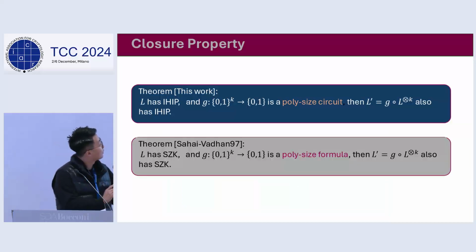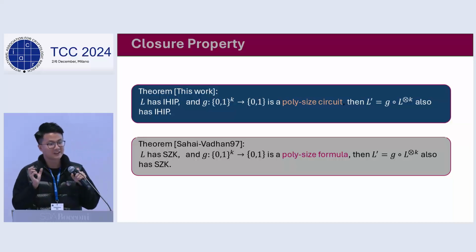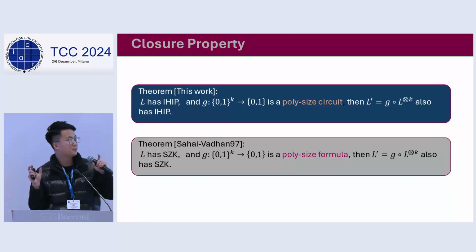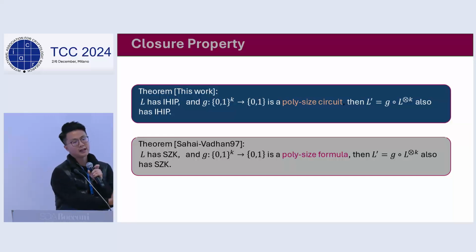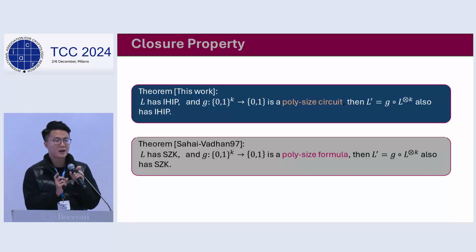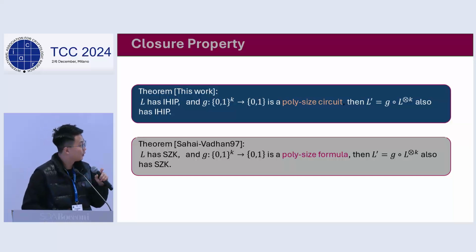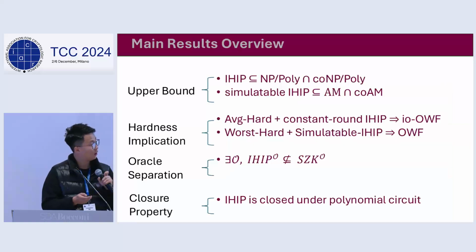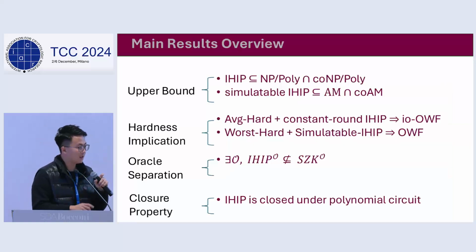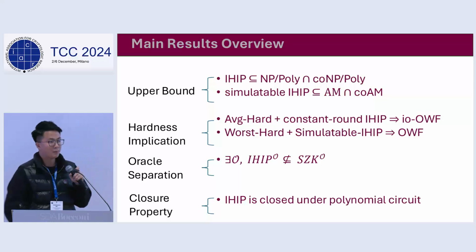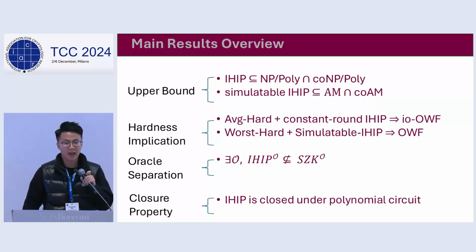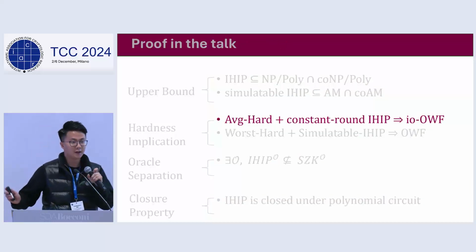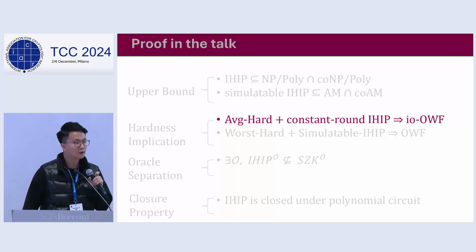Lastly, we show that the HIP is closed under polynomial size circuits. This means consider any HIP language L and any polynomial size circuit G. If there's a second language whose membership can be decided by G taking membership of L as input, then the second language L prime is also inside HIP. The similar result for SCK is only known to hold for polynomial size formulas. This seems to give another evidence that the two classes are different. So leaving out some detail, these are our main results.